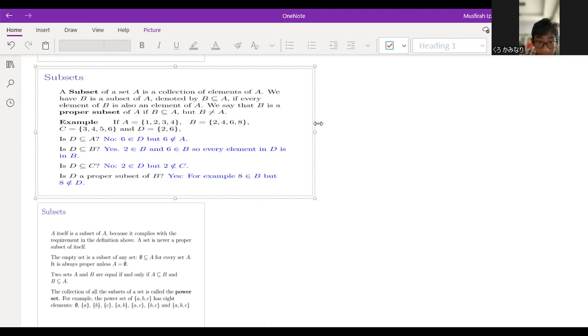Okay, yang seterusnya. D dengan C. Tak. Sebab 2 tak ada kat dalam C. Okay. So, adakah D tu proper subset untuk B? Proper subset.